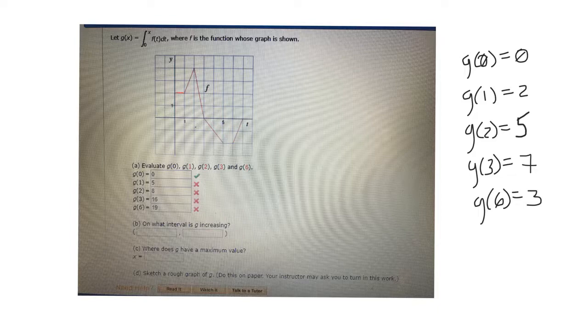So you know that g of x is increasing in whatever range the area under the curve is increasing, right? You know g of x is increasing whenever the area under the curve is increasing, okay?